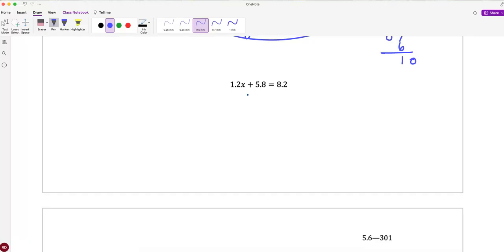Similar here, I need to get everything with an x by itself. In order to do that, I'm going to have to subtract 5.8 from both sides. So 1.2x equals, so 12 minus 8 is 4, 7 minus 5 is 2. This answer is 2.4. So then divide both sides by 1.2, and then x is equal to 2.